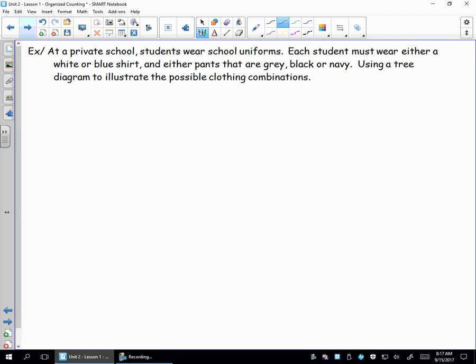So, at a private school, students wear school uniforms. Each student must wear either a white or blue shirt, and either gray, black, or navy pants. Using a tree diagram, we want to illustrate the possible clothing combinations. So, stage 1 is we've got to put the pants on. Oh, sorry, shirt on. That's how it's worded in the order of the question. Our shirt could be either white or blue. In the old unit, when we talked about probability, we'd say 50-50, but we don't care because these things are 50-50 if there are only 2 choices. So we don't need probabilities anymore, just the list of things that could happen.